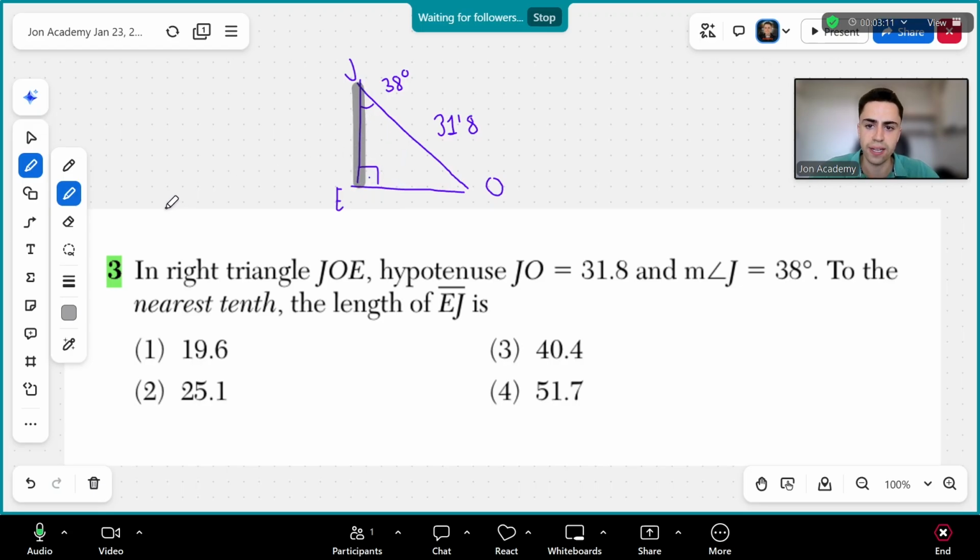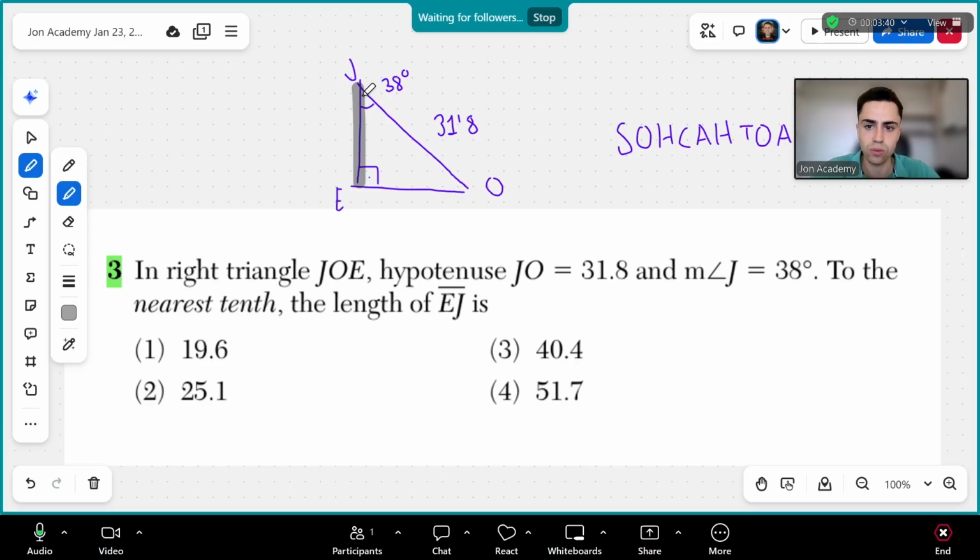So how can we find that? It's going to be using SOHCAHTOA. We need to know this formula. So what does this tell us? Sine is going to be opposite divided by hypotenuse. Cosine is adjacent divided by hypotenuse, and tangent is opposite divided by adjacent.